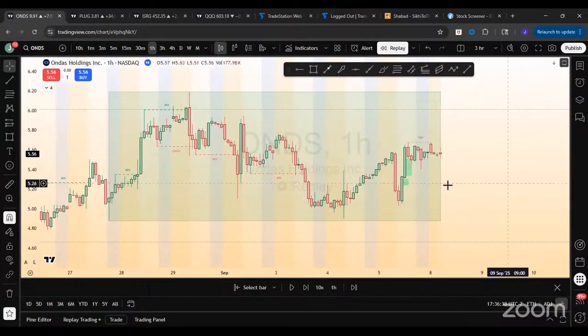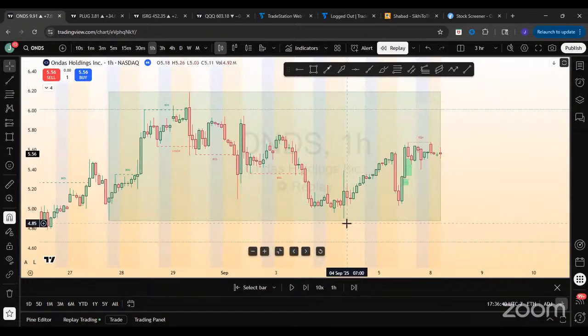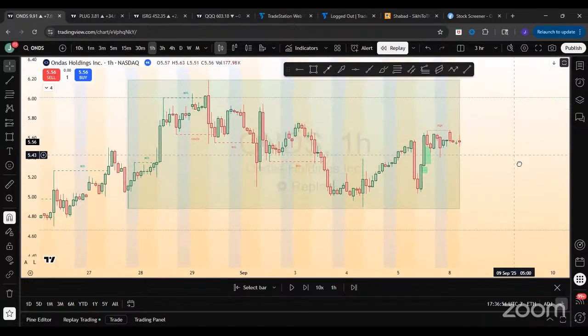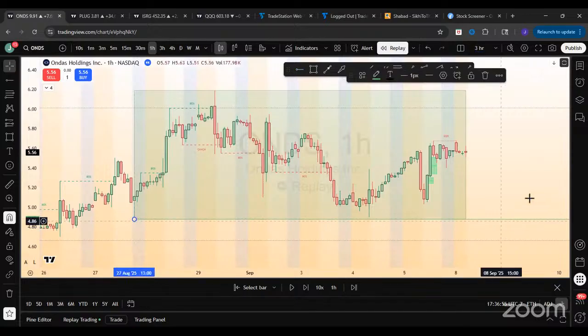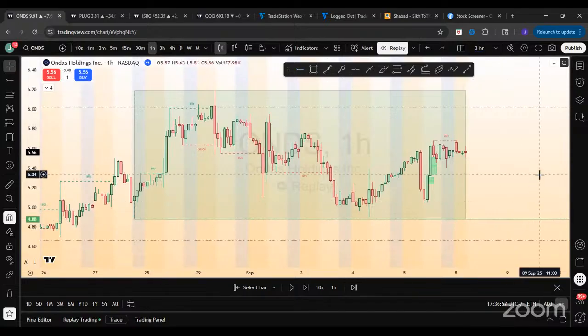Remember what I said. Look, it didn't break that external structure. This was the swing low. It didn't break it. Had it broken this, what do you think we would have gotten here? Gujesh, I'll pick on you today. It would be a break of structure at that point.